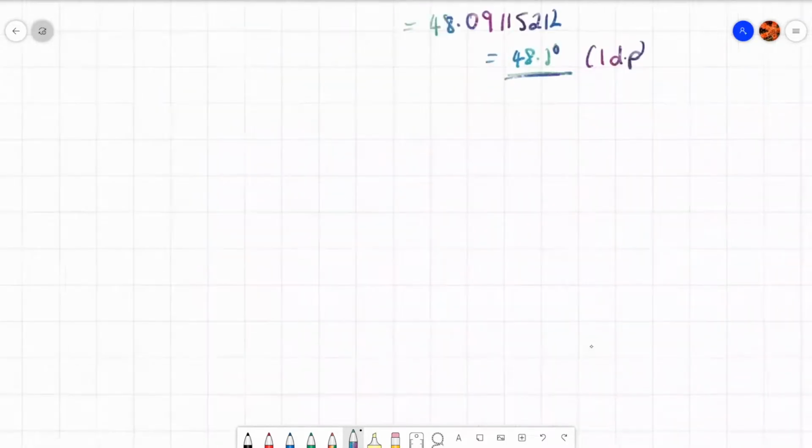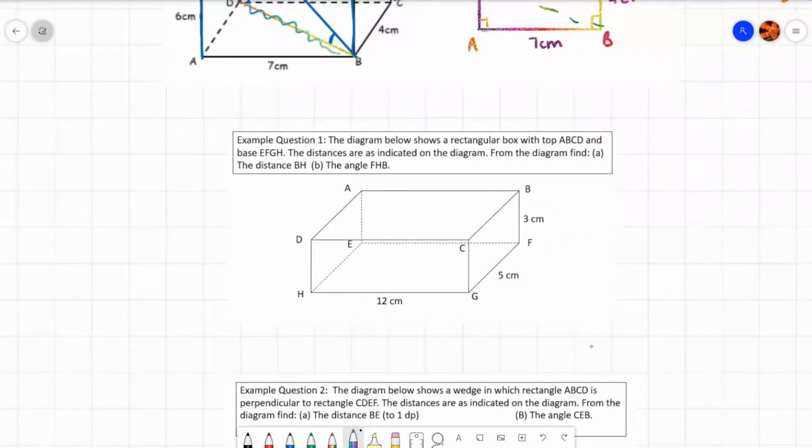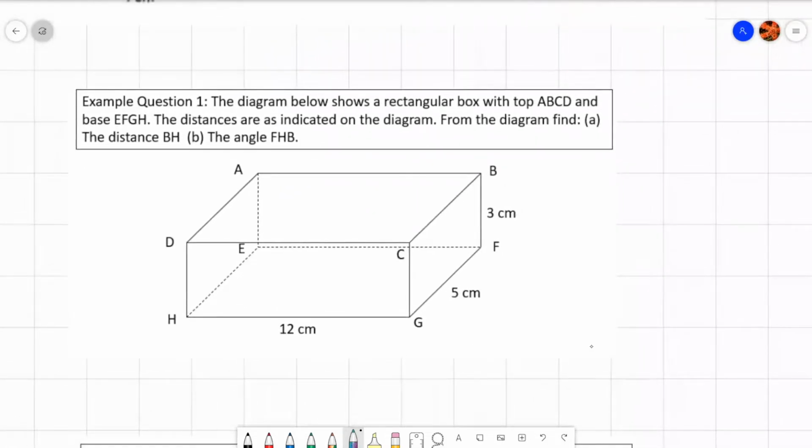Okay. Moving on to another question here. Let me have a look at some of the different ones. The diagram below shows a rectangular box with top A, B, C, D and base E, F, G, H. The distances are as indicated in the diagram. From the diagram, find the distance BH and the angle FHB. So again, very similar to the first example. And then what we'll do is we'll move on to something a bit different.